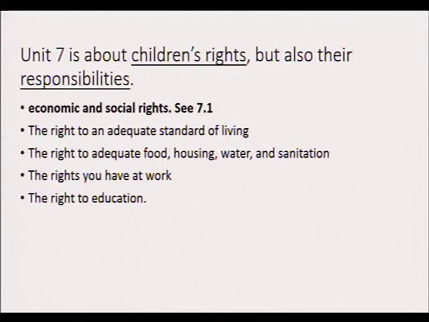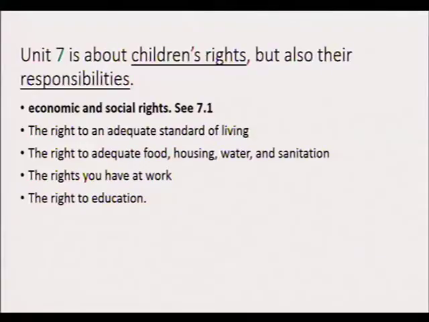Unit 7 is all about children's rights, but also their responsibilities. For example, pay attention to 7.1, which is about economic and social rights. What are the children's economic and social rights? The rights to have an adequate standard of living, adequate food, housing, water, sanitation, the rights to work, the rights to education.